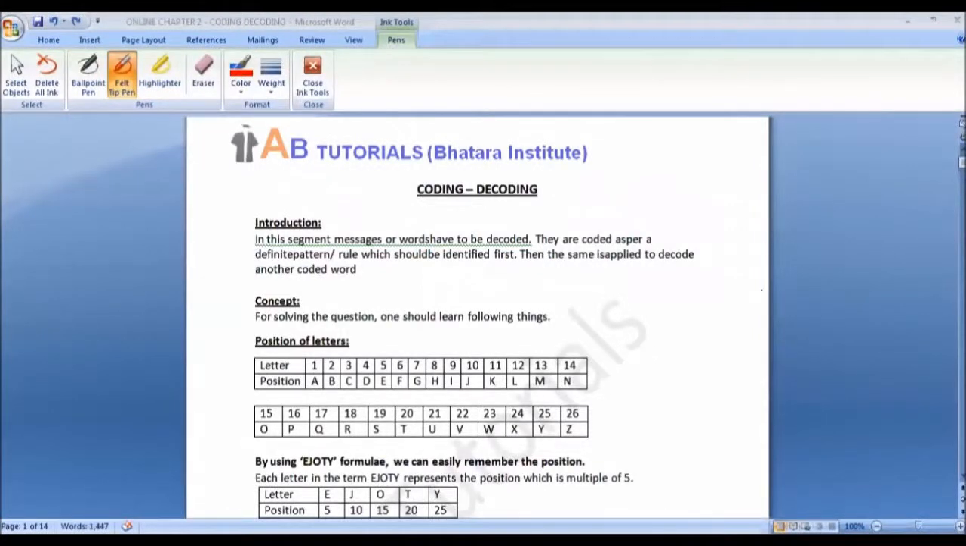Hello students. So today we are starting with a chapter, coding and decoding. This is one of the most important chapters of reasoning and it is very interesting also. So first of all, there are some conceptual things that one should know before starting with solving the questions.